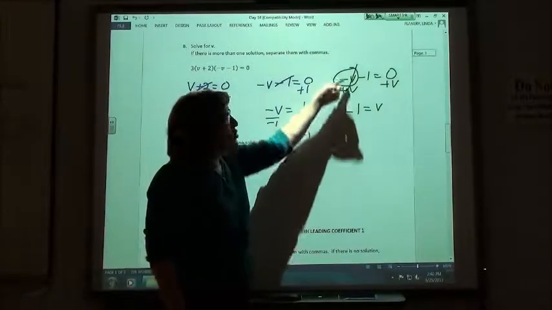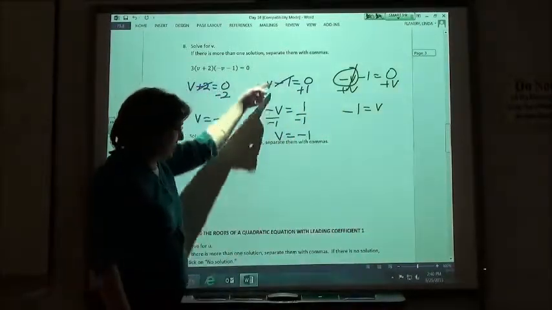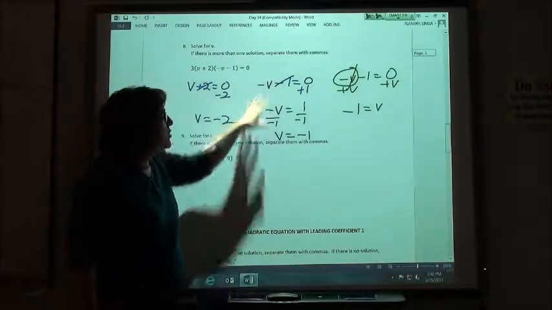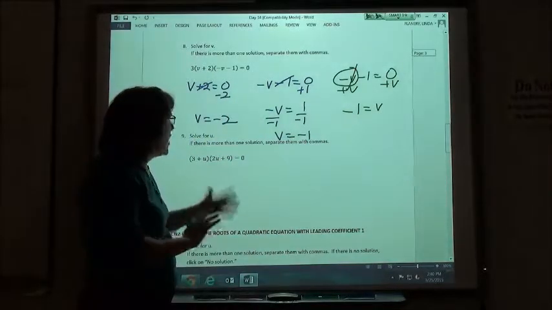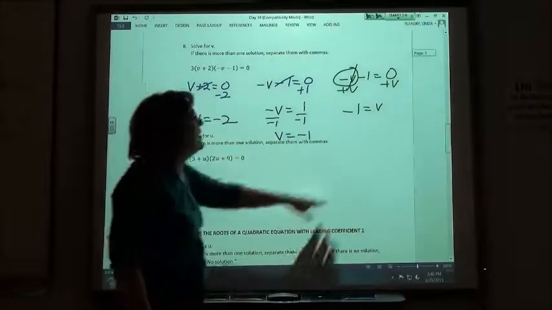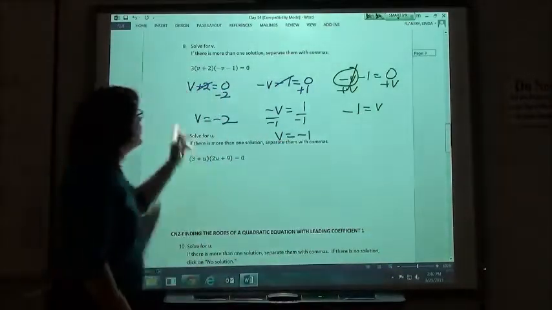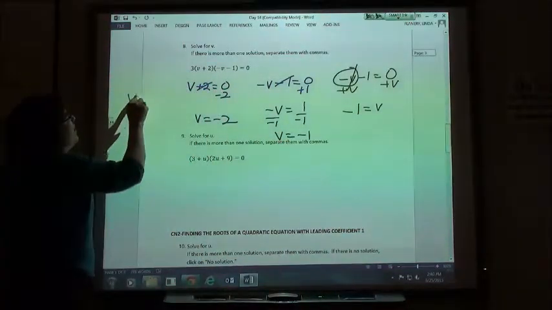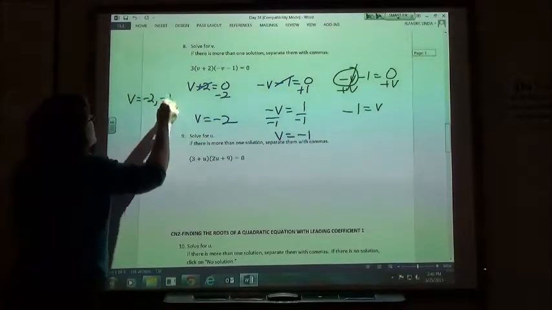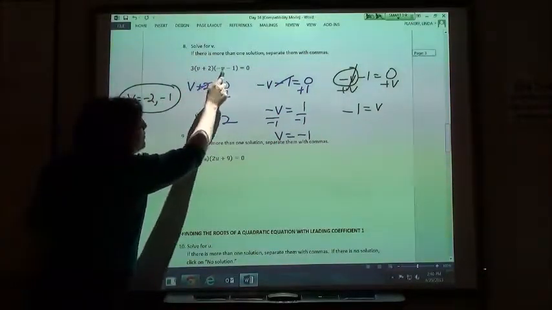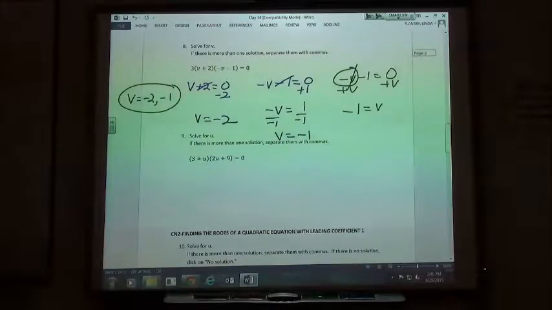Now this was a whole lot shorter to do than this was, but we get used to solving equations all in the same way, so if you don't like to change your methods, this works. Otherwise, this is your shortcut. So again, we get 2 solutions, v equals negative 2 or negative 1, because we had 2 different v's that we needed to solve for.